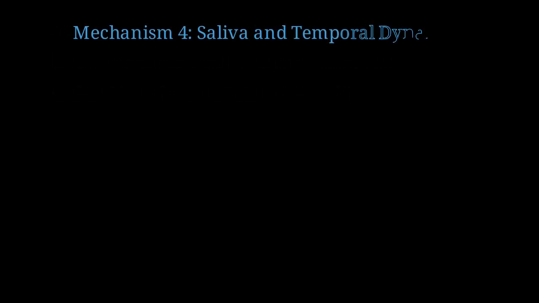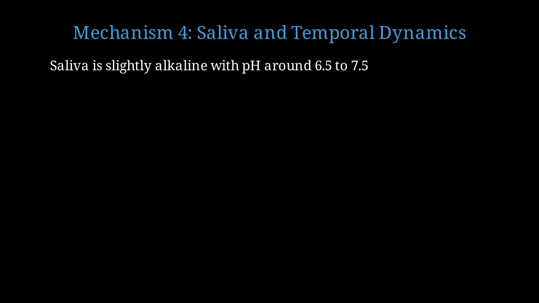The fourth mechanism involves your saliva and the temporal dynamics of taste perception. This is often overlooked but crucial to understanding the full effect. Your saliva is slightly alkaline, typically with a pH between 6.5 and 7.5. It contains buffers like bicarbonate and phosphate ions. Bicarbonate ion plus hydrogen ion forms carbonic acid in an equilibrium reaction.